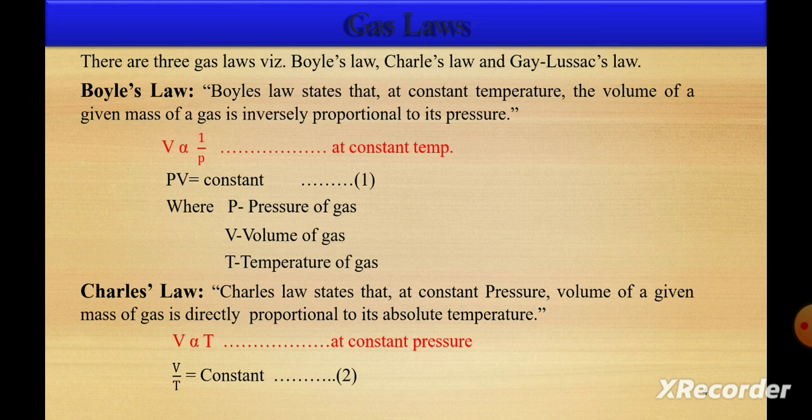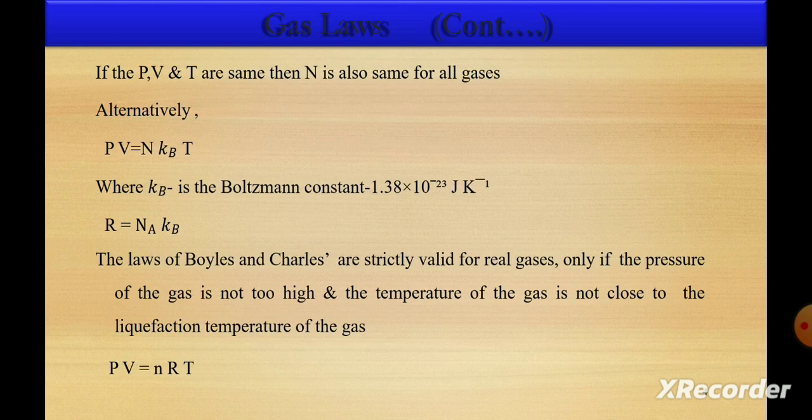Charles' law states that at a constant pressure, volume of a given mass of gas is directly proportional to its absolute temperature. V by T is equal to constant. If the pressure, volume and temperature are same, then N is also same for all gases. Alternatively, PV is equal to N kBT. kB is the Boltzmann constant, its value is 1.3 into 10 power minus 23 joule per Kelvin.